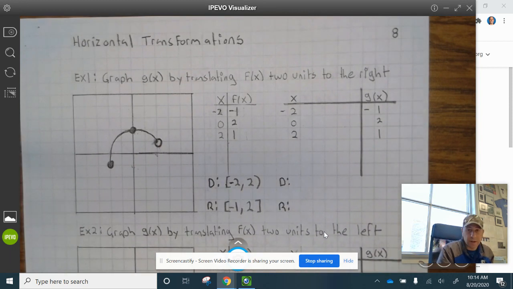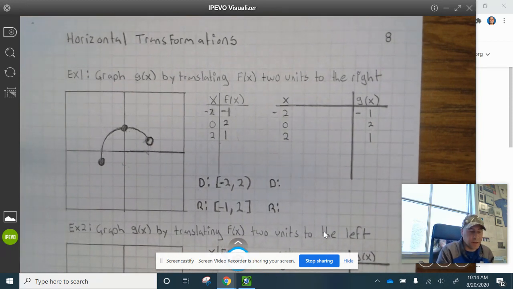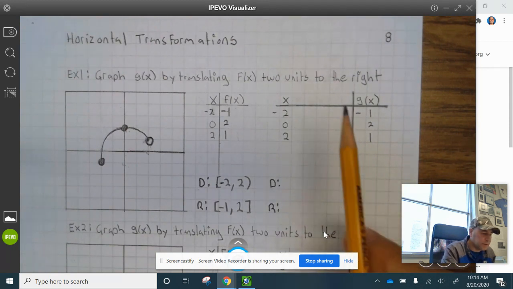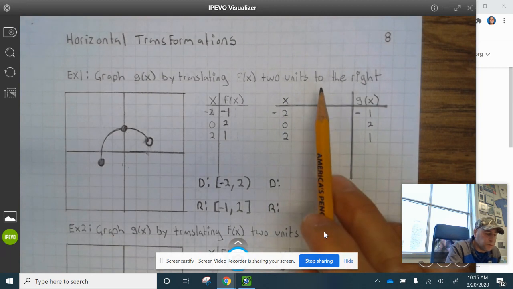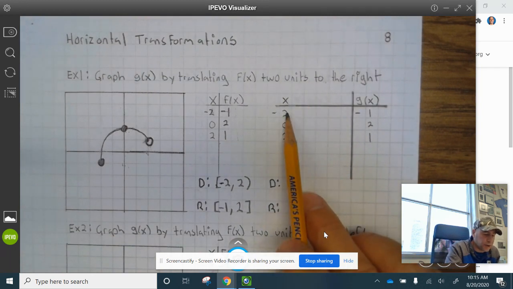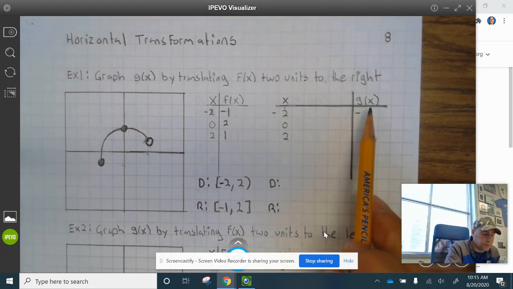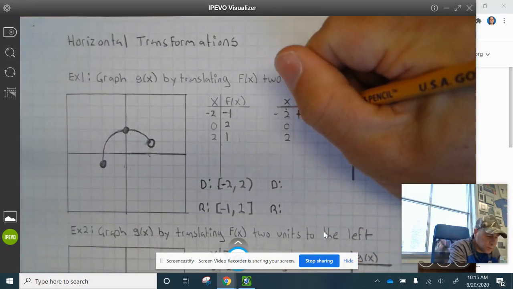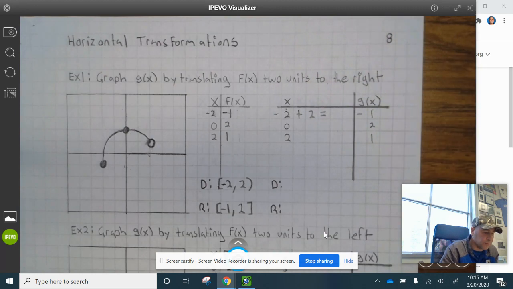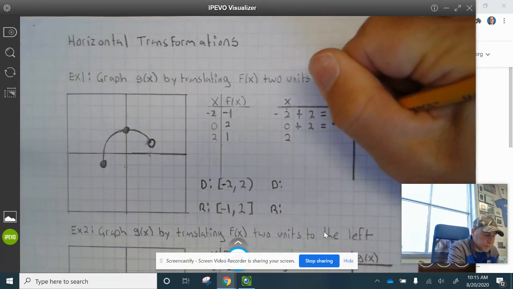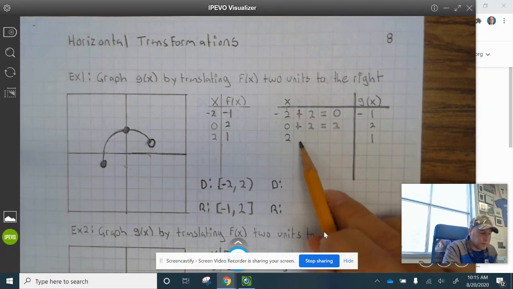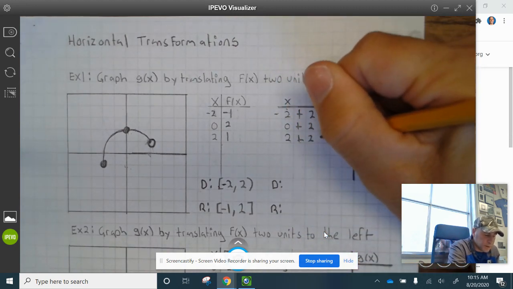Okay, now let's look at the function g of x, which will be the transformation. Now, to get the points, we need to translate it 2 units to the right. When you move it 2 units to the right, you're adding 2 to the x value because the x value is horizontal and the g of x is the vertical. So we're going to add 2 to each of the x values. So negative 2 plus 2 is 0. 0 plus 2 is 2. And 2 plus 2 is 4.